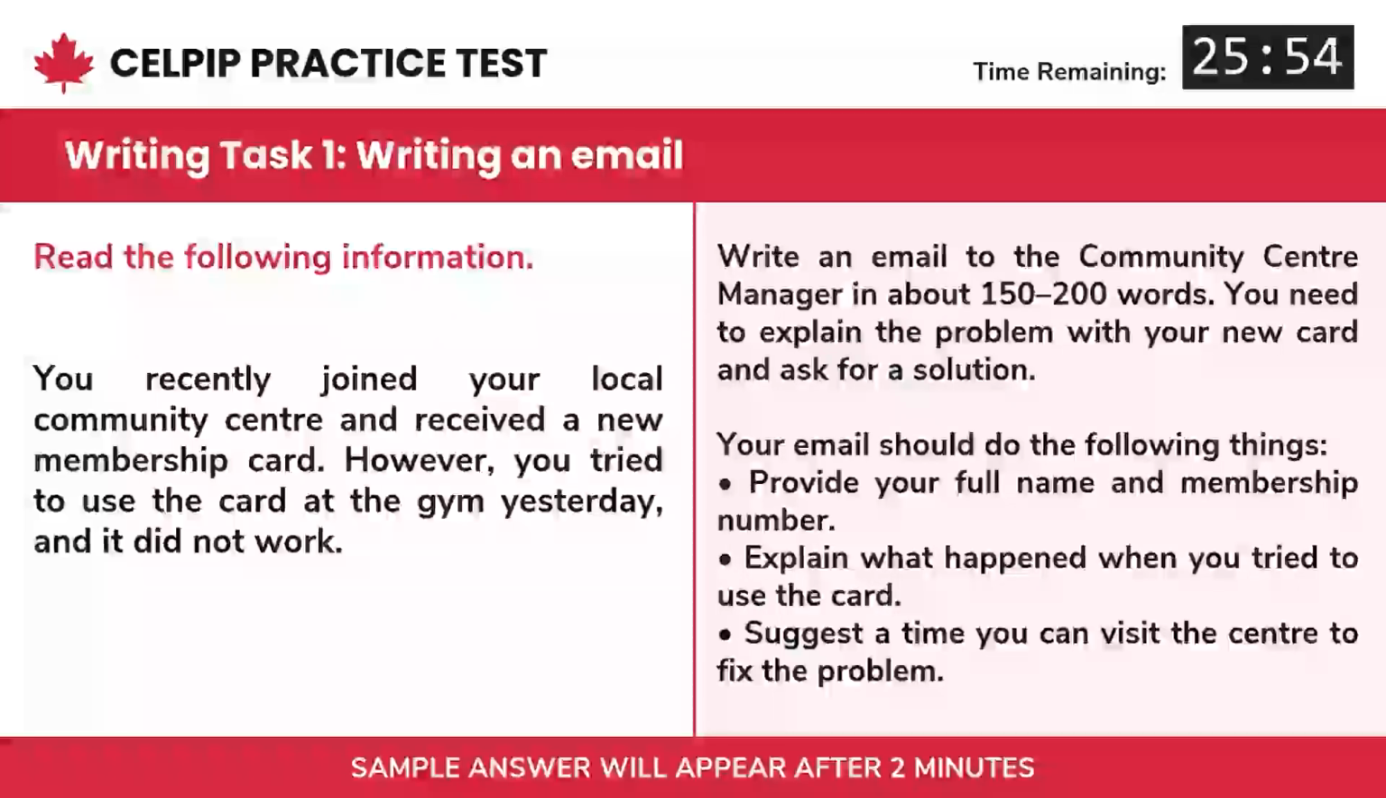Let's break down this model answer for the Community Center email. If you need more time to review it, you can pause the video now to read the full text. This response successfully completes all three required tasks. First, the writer provides personal details, saying, "My full name is Alex Chen, and my membership number is." Next, the email explains the situation clearly, describing how the screen showed an "access denied" message. Finally, it proposes a specific time to fix the problem by asking to visit tomorrow afternoon around 2 p.m.